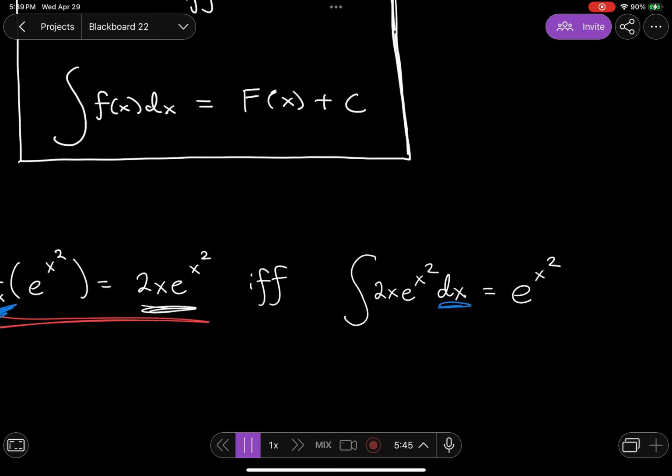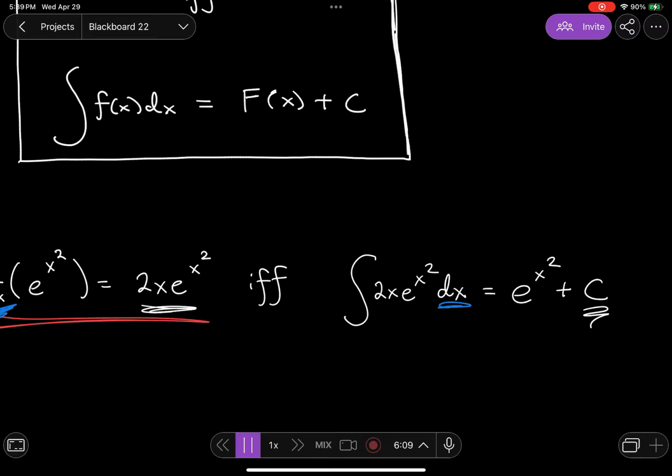And then, of course, that is not the entire story because we could have added any number right here, like plus or minus 4 or whatever we wanted. And when we took the derivative in this situation, that would have disappeared to 0. So we want to capture all possibilities by adding what I call a constant of integration. That's what that is.